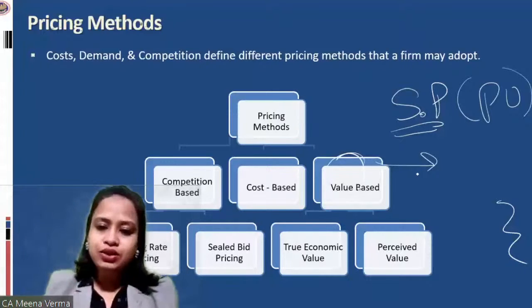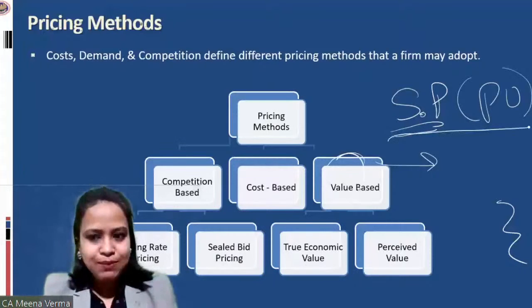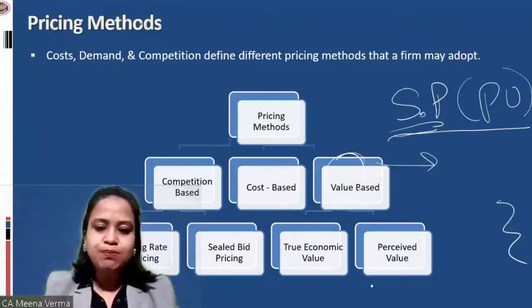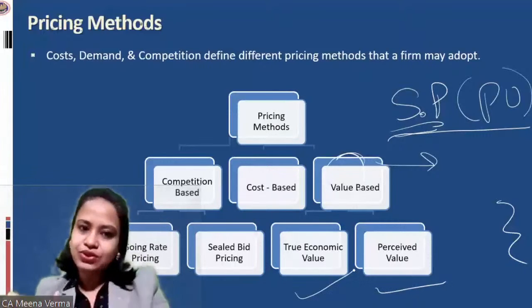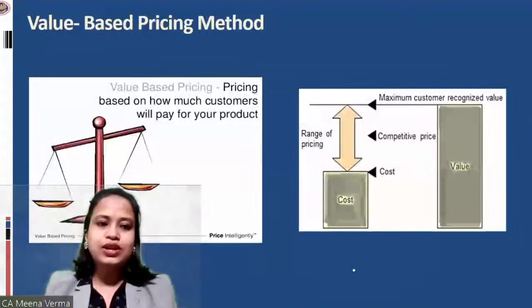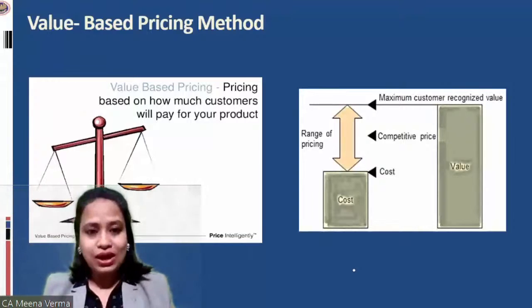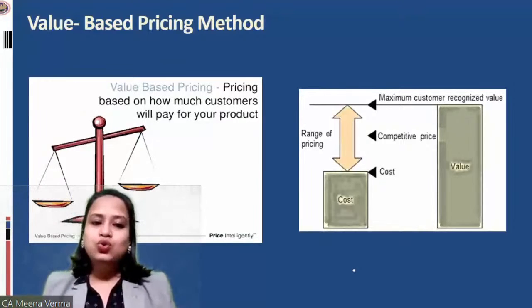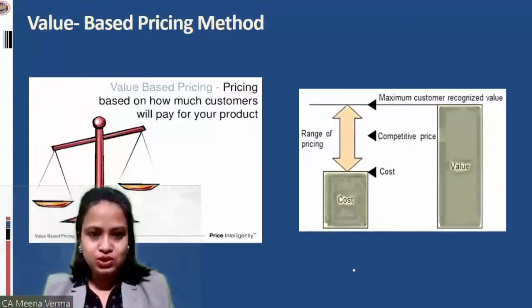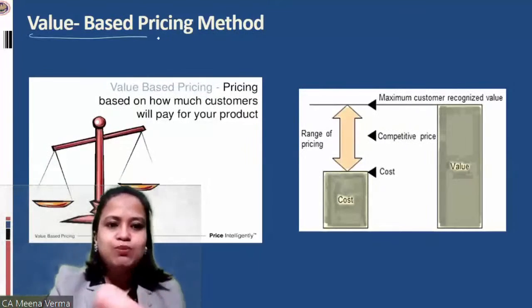Now here we will find the selling price of the product based on perceived value and true economic value. What is the difference between the perceived value and true economic value, and how will perceived value and true economic value help us to find the price of the goods and services? Now let us first consider this value based pricing method.